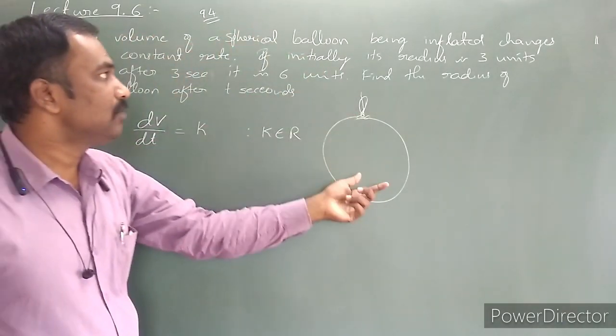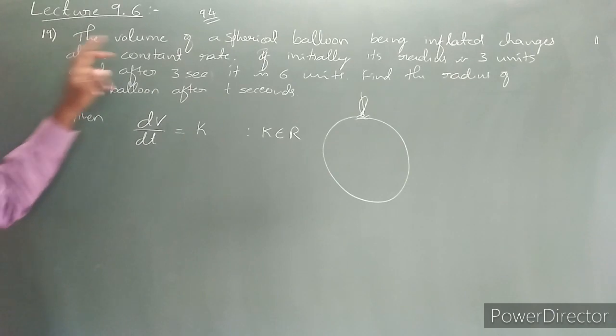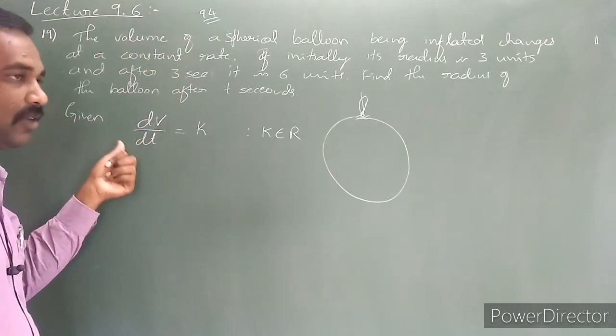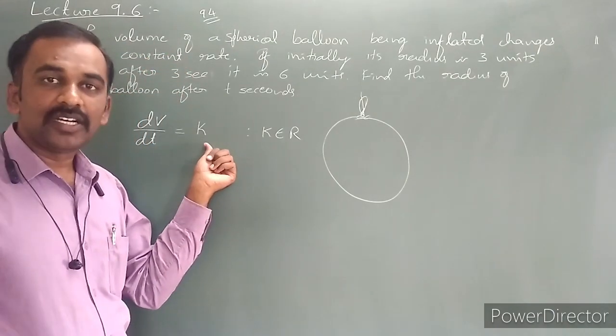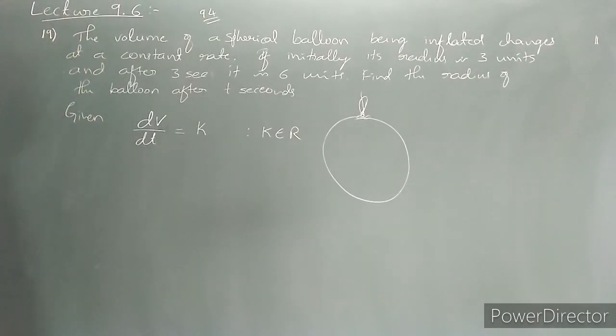The volume of the spherical balloon being inflated changes at a constant rate. So the rate of change of volume with respect to time is a constant. So dV by dt is equal to a constant.